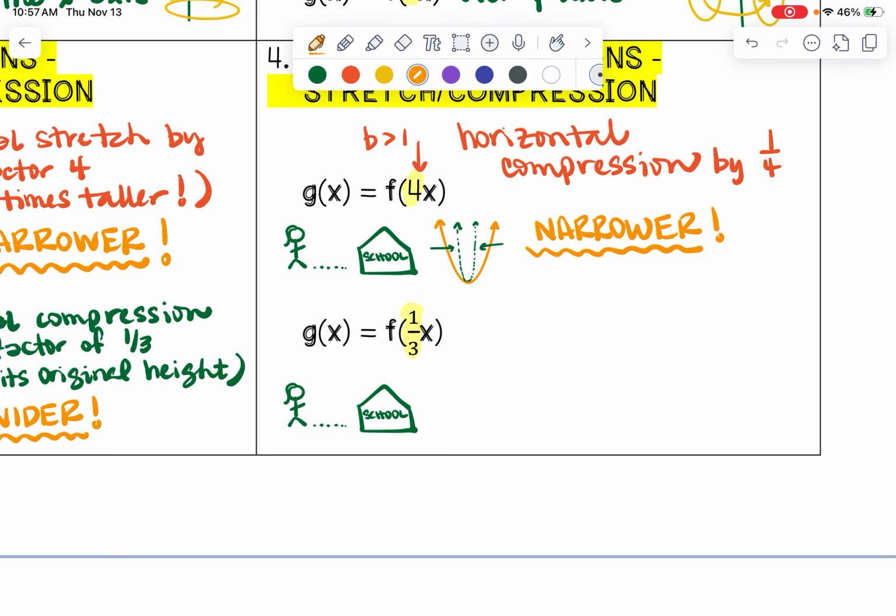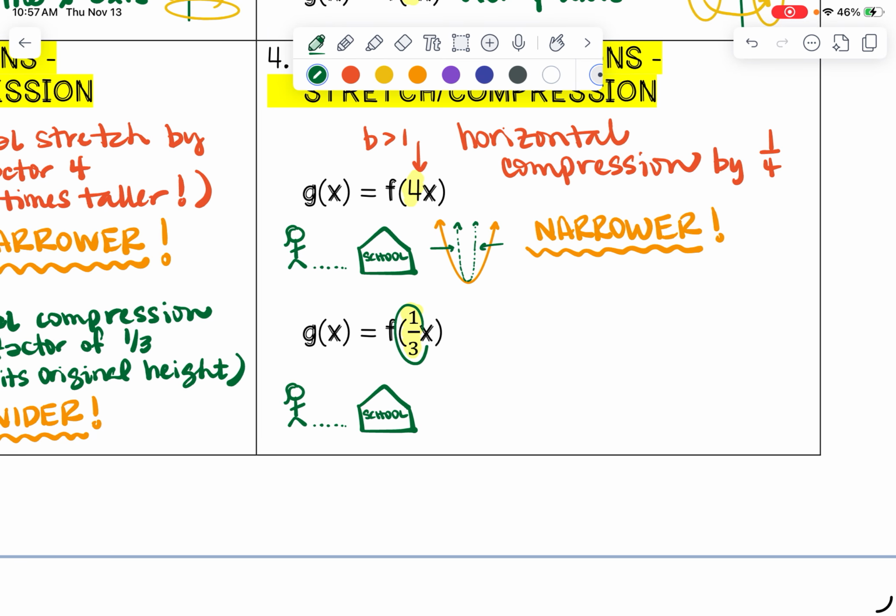All right, and so on the next one, we have 1/3, which looks like a compression, but it's not because it's inside the parentheses, so it's the opposite, right? So this is a horizontal stretch. Horizontal stretch by a factor of 3, because it's the reciprocal factor of 3. So notice the B is less than 1, right? When that happens, it's actually a stretch.